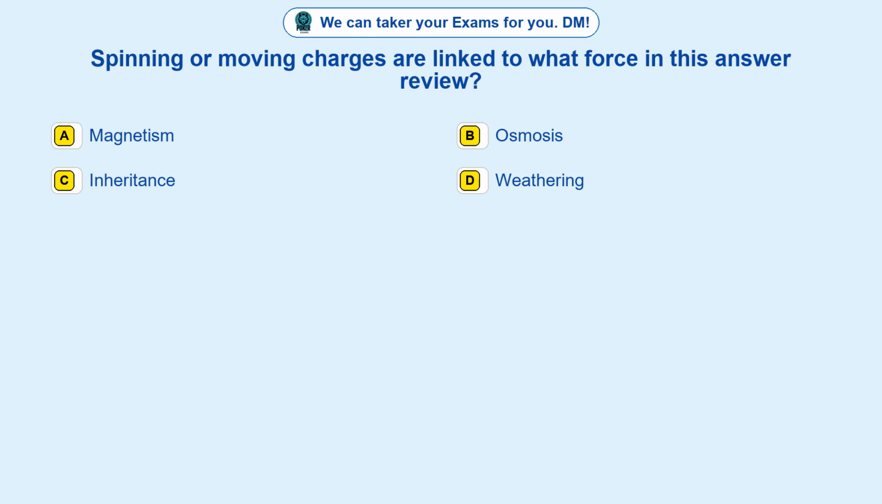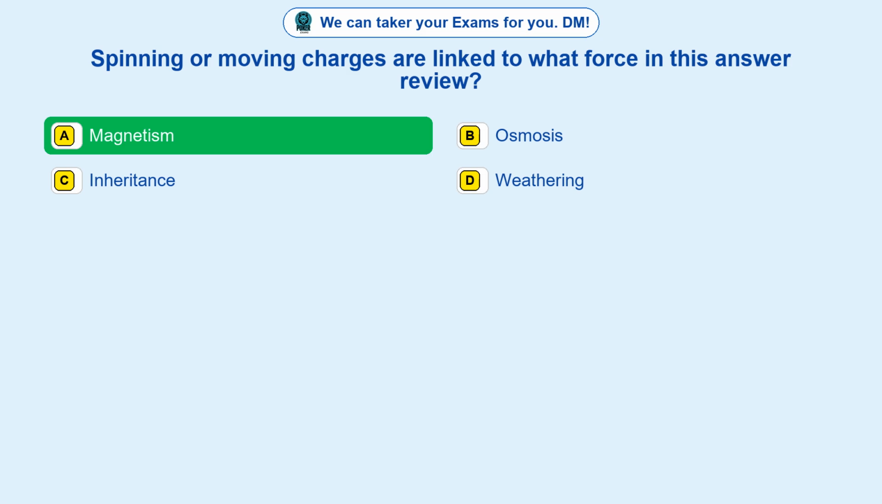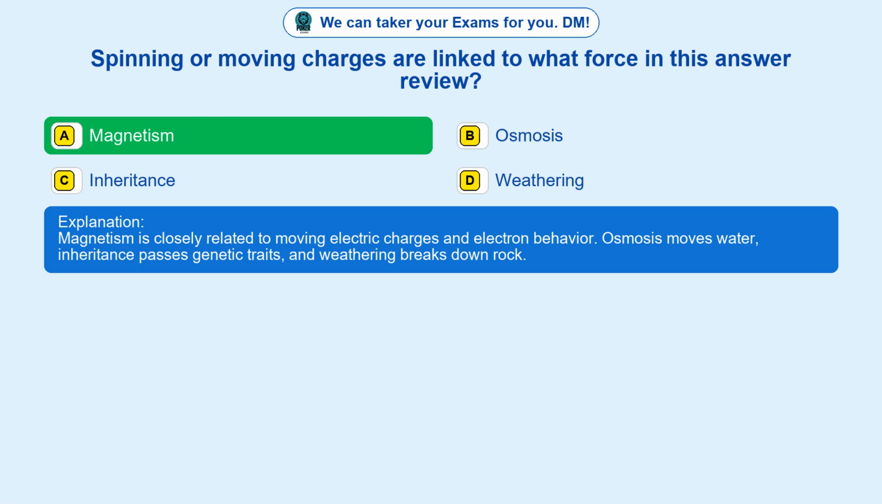Question 74. Spinning or moving charges are linked to what force in this answer review? Option A, magnetism. Option B, osmosis. Option C, inheritance. Option D, weathering. The correct answer is option A. Magnetism. Magnetism is closely related to moving electric charges and electron behavior. Osmosis moves water, inheritance passes genetic traits, and weathering breaks down rock.